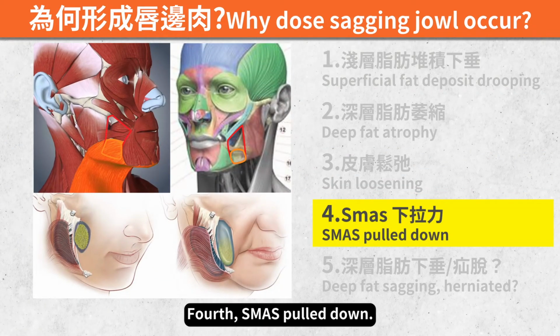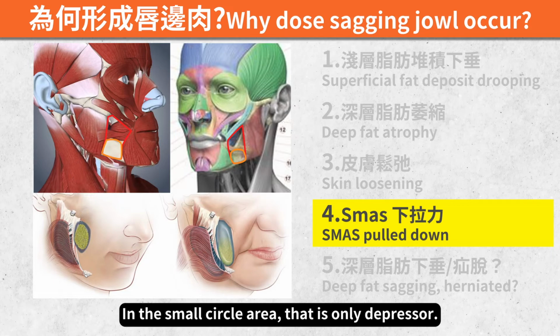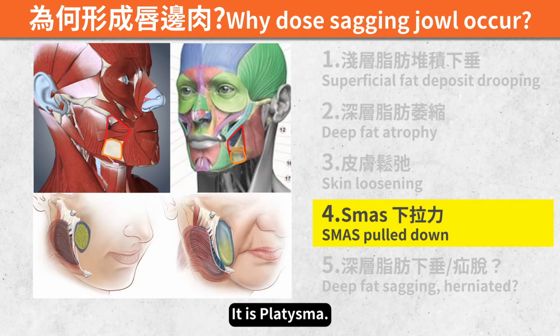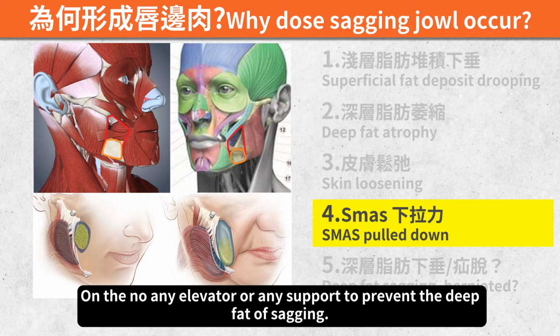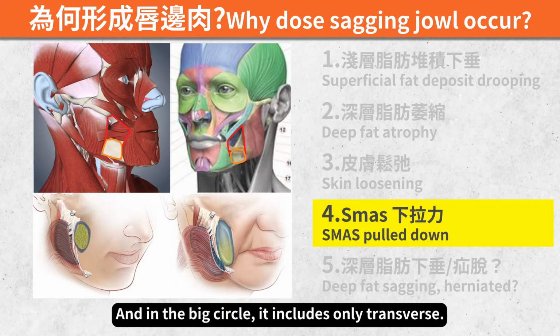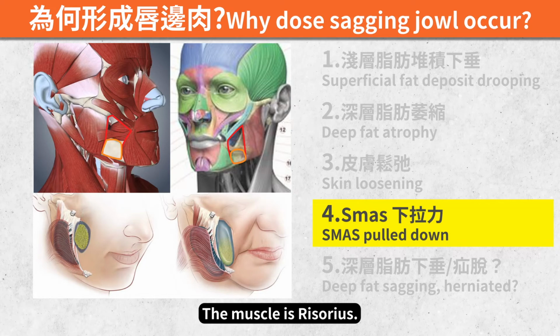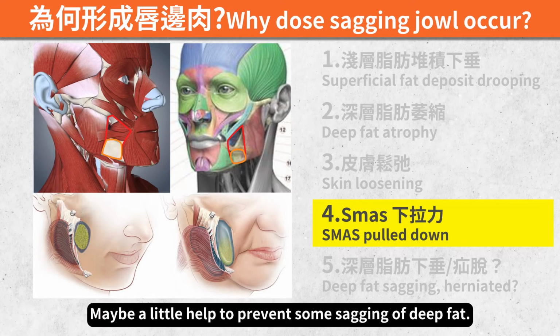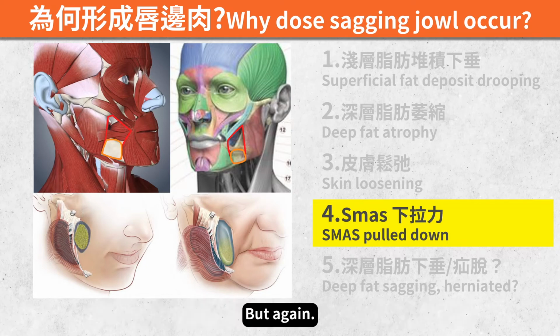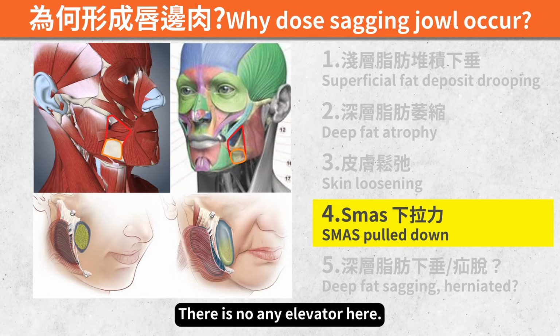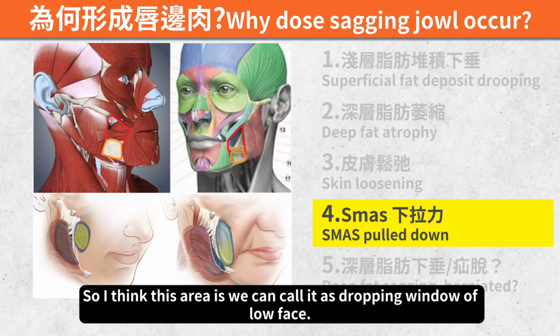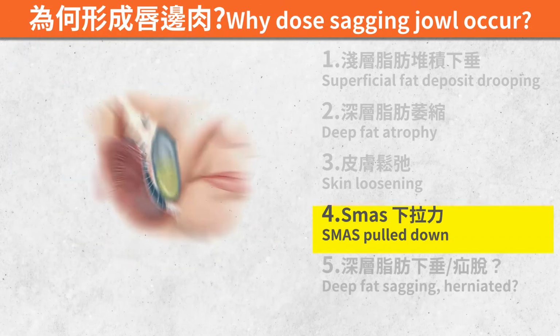Fourth, SMAS pulled down. Here you can see two circles. In the small circle area, there is only a depressor, the platysma, and no elevator or any support to prevent the deep fat sagging. And in the big circle, it includes only the transverse muscle. This may help a little to prevent some sagging of deep fat, but again, there is no elevator here. So I think we can call this area the droopy window of the low face.